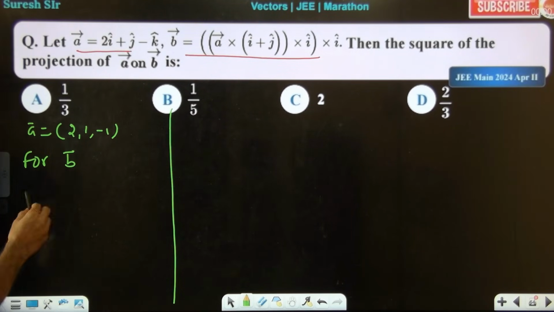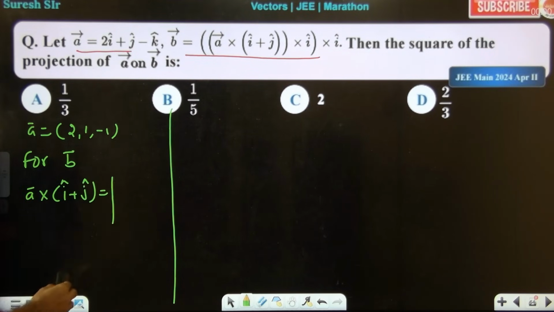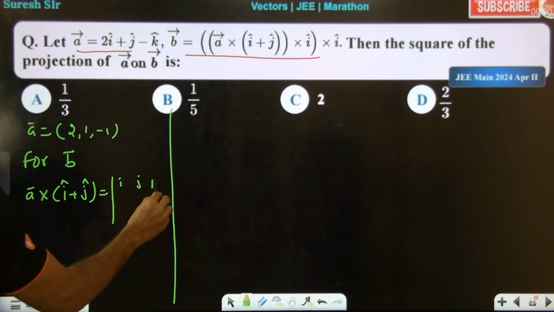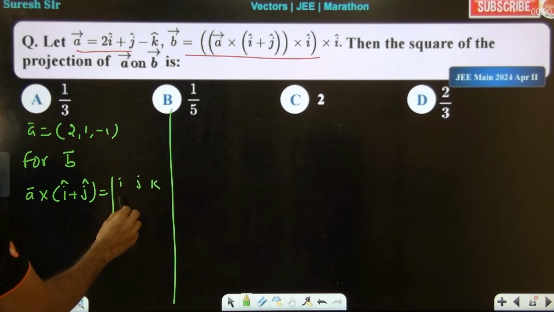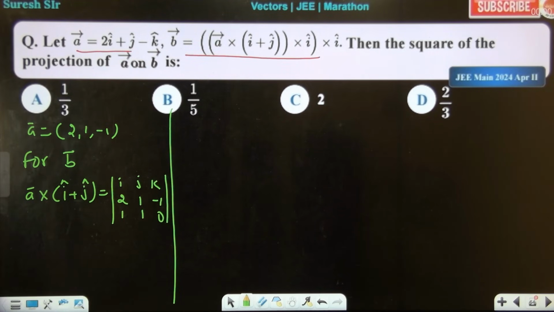Firstly, A cross (I plus J). Okay, this is the A vector. First row is I, J, K, and the A vector is 2, 1, minus 1, and I plus J is 1, 1, 0. Yes or no, people?